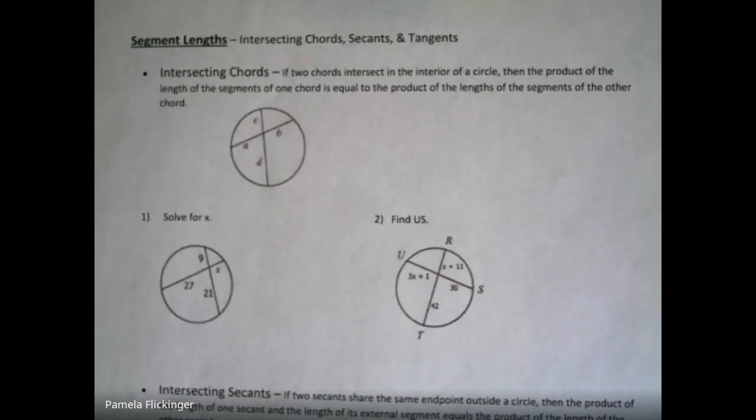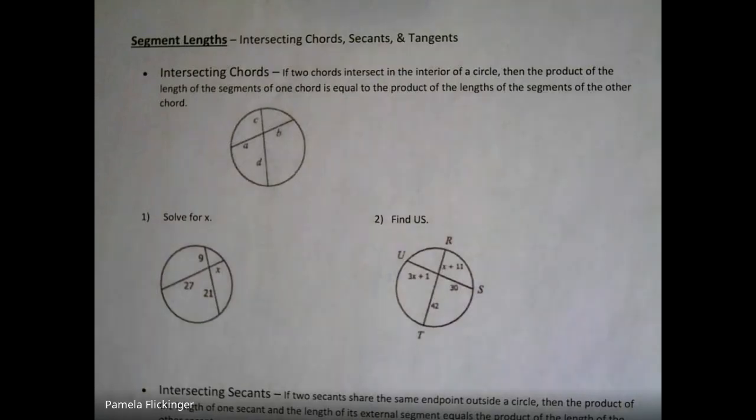All right, so today will be our last lesson on circles. We covered in the last lesson how to find angle measures when we have intersecting chords, secants, and tangents. Today we're going to look at how to find missing segment lengths, again with intersecting chords, secants, and tangents. All right, so let's start with intersecting chords.